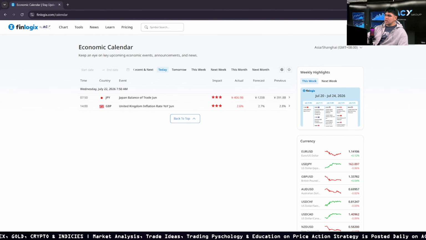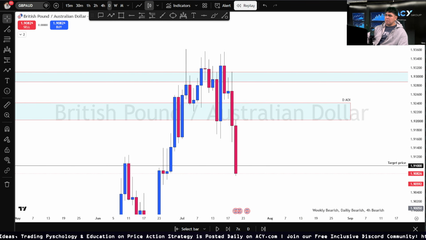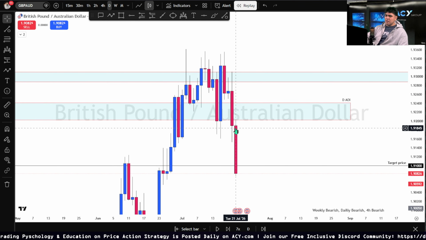Right here, you can see on this exact forecast on GBP, there is a bad forecast, meaning GBP is weaker or potentially getting weaker. Now looking at it on the current price action, we are trading GBP/AUD. Now look what happened.